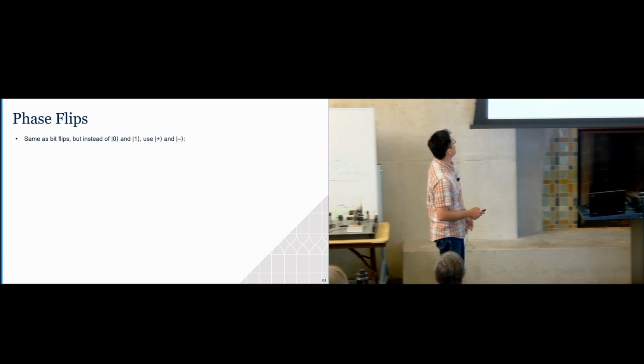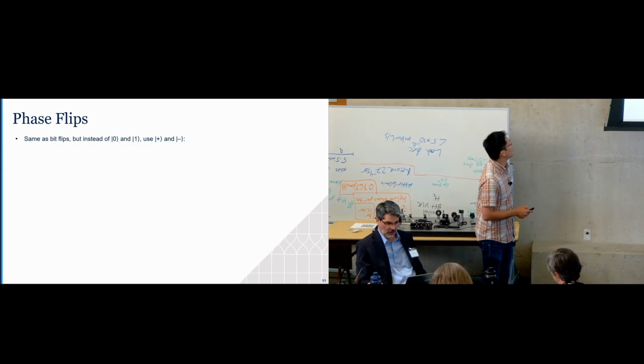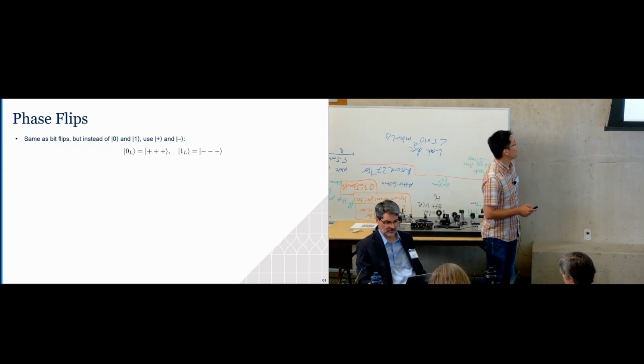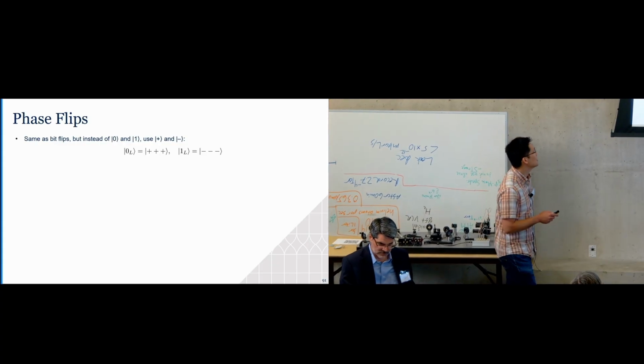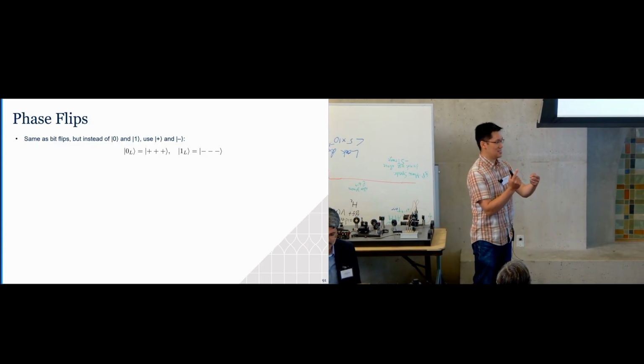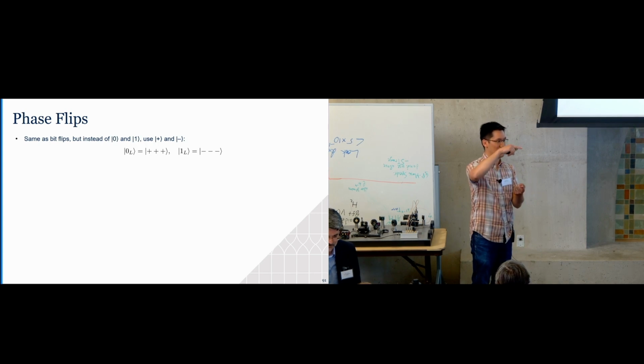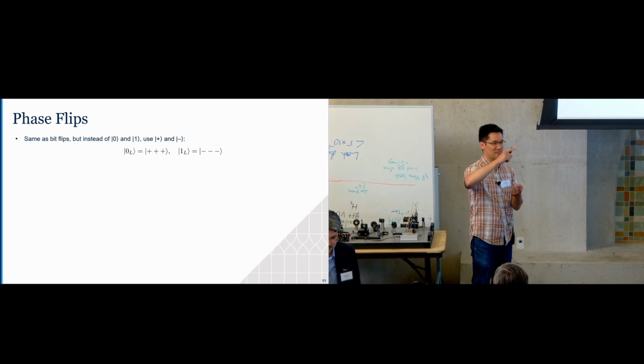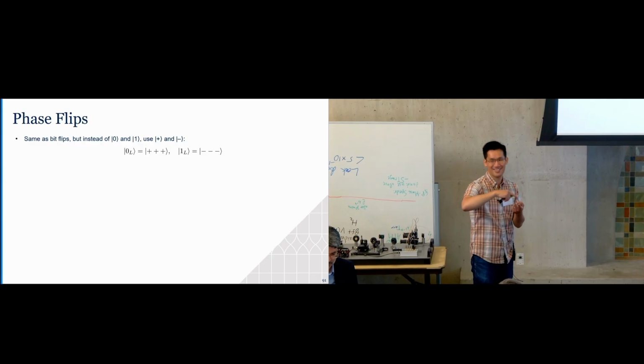It's pretty similar to before, but instead of using 0 and 1, we use plus and minus. So instead of having 3 zeros, you have 3 pluses, and 3 minuses instead of 3 ones. Because plus and minus are like opposite sides when it comes to phase, versus 0 and 1 are opposite sides when it comes to your bit flip.